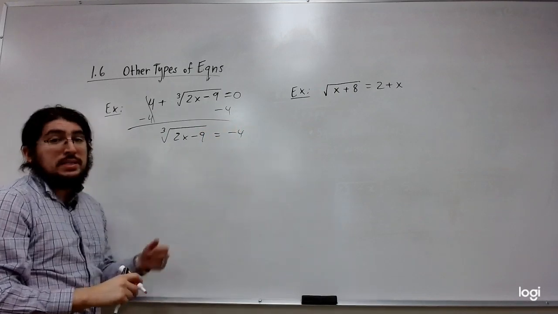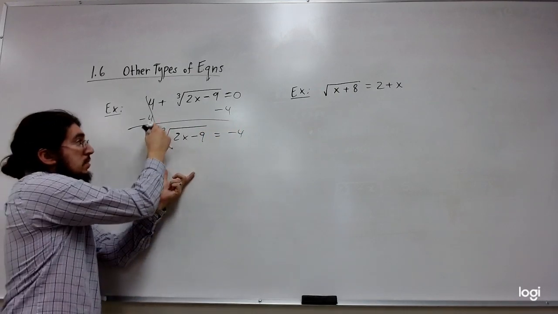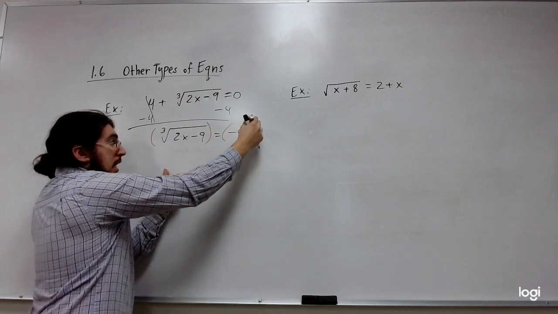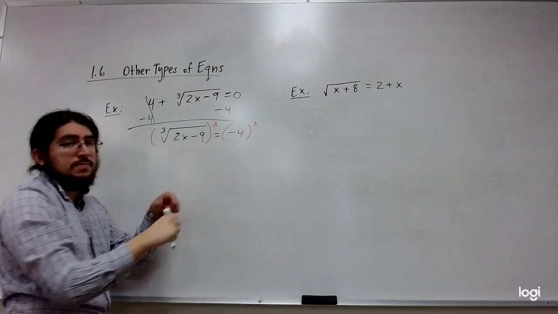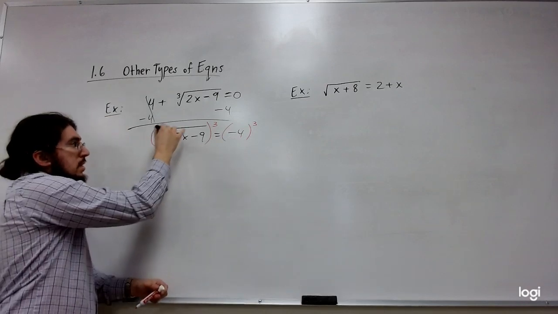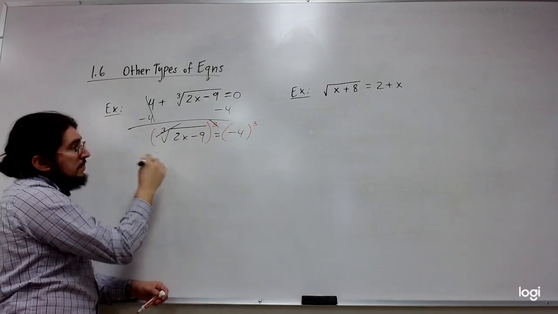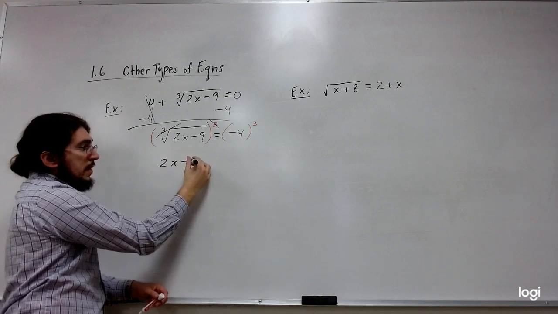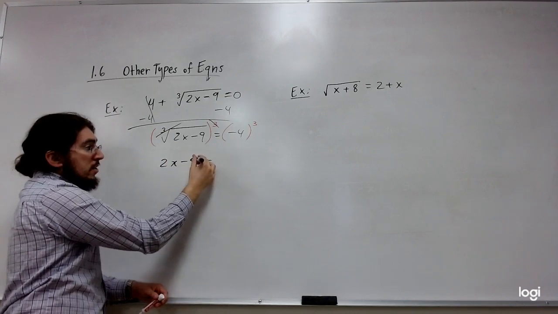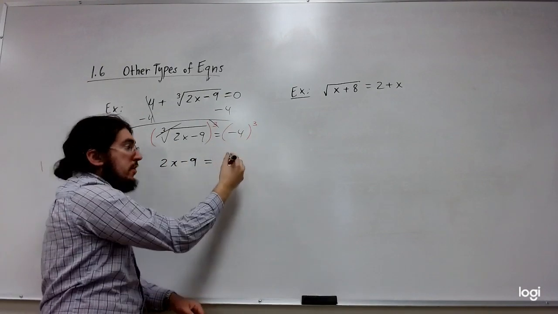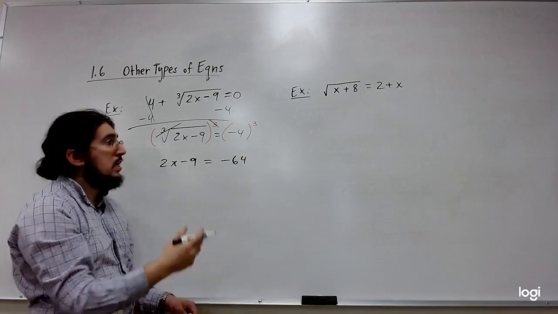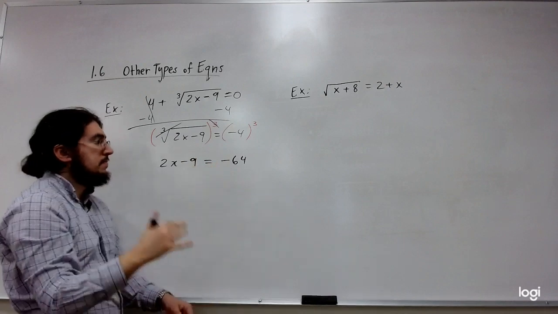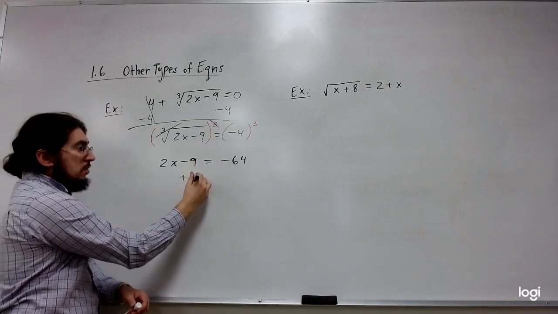So now remember, to get rid of the radical, you need to take both sides to the power of the index. And in this case, the index is 3, so we're going to take both sides to the third. Here, the root and the power cancel out, so we just get 2x minus 9. Over here, negative 4 to the third is negative 64. 4 times 4 times 4 is 64. Triple negative is negative. Good. So now add 9 to both sides.